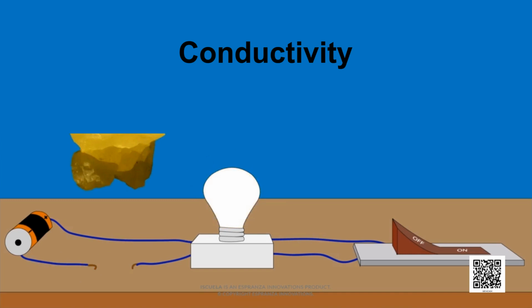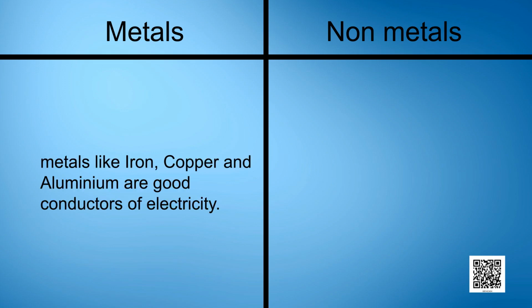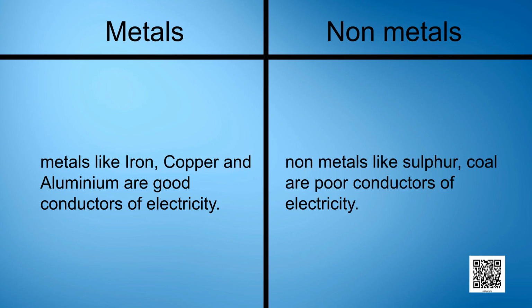But when we place sulfur or a coal piece in the circuit, the electric circuit does not complete and you will notice that the electric bulb does not glow. By this activity, we can conclude that metals like iron, copper and aluminium are good conductors of electricity, whereas non-metals like sulfur, coal are poor conductors of electricity.